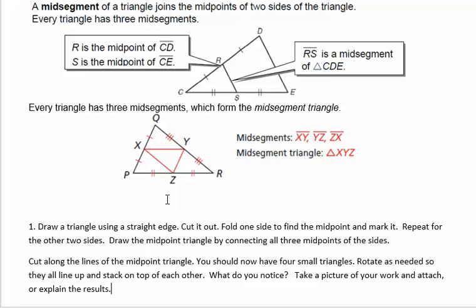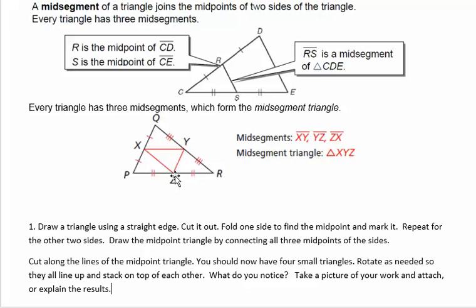Draw 3 straight lines, use a straight edge to create your triangle, cut it out. Then fold the triangle so that you can create the midpoint easily. That's the easiest way to find the midpoint. You could use a compass too and construct the bisector, but just fold it and then mark where that fold mark is. So that's your midpoint of one side. Then do the same thing for the other side and then the third side. So you have 3 midpoints, dots on your triangle.